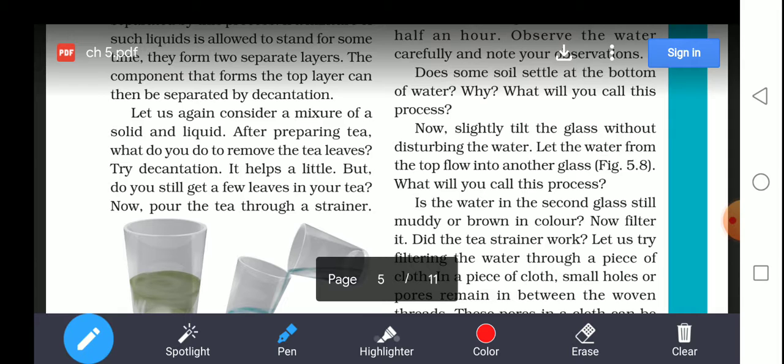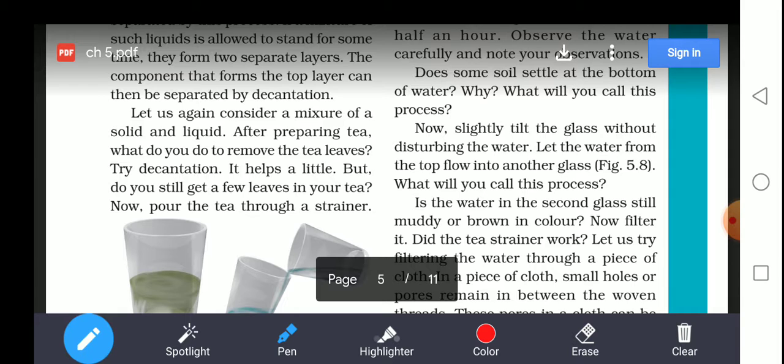Let us again consider a mixture of solid and liquid. After preparing tea, you put tea in milk. So what do you do to remove the tea leaves? We use a strainer. But without using the strainer, try to remove them by decantation, just tilt and remove the water. It helps a little, but do you still get a few leaves in your tea? Yes, definitely there are still a few leaves in your tea.